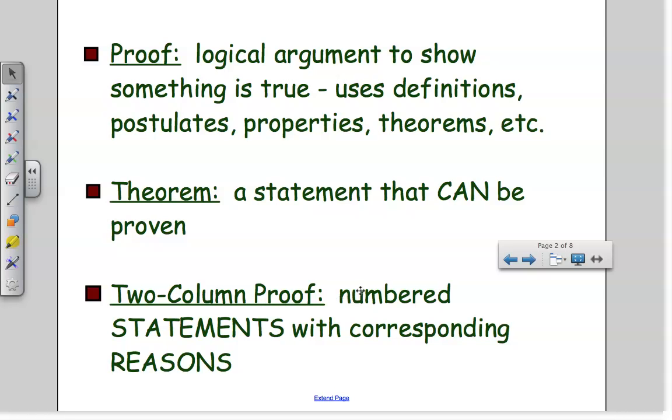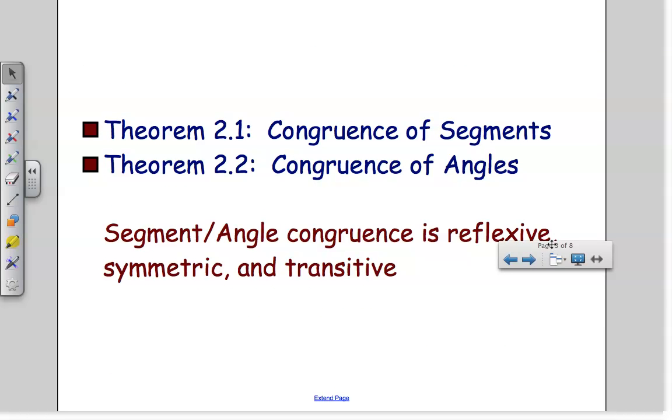So working with two-column proofs today, remember that you put a line across the top and split into two columns where we have statements and reasons, and we number those statements and reasons. Starting out with something we did last section, we talked about these three properties: reflexive, symmetric, and transitive properties of equality. Those work for equality, meaning things being equal, but they also work for congruence. Theorem 2.1 tells us that congruence of segments is reflexive, symmetric, and transitive. Theorem 2.2 tells us that congruence of angles is reflexive, symmetric, and transitive. All this is saying is that those properties work for segments and angles.